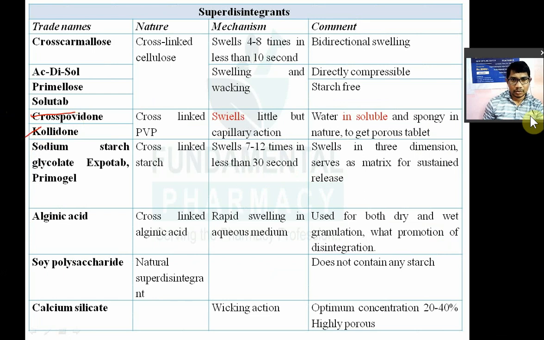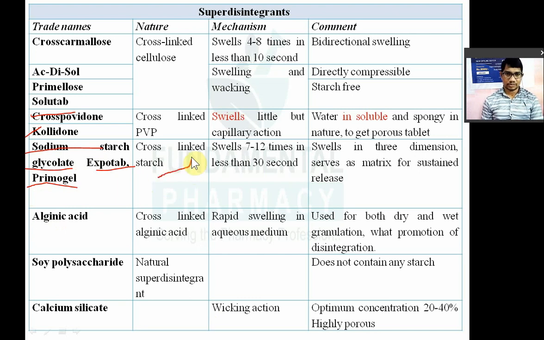सेम थिंग. नेक्स्ट होता है आपका सोडियम स्टार्च ग्लाइकोलेट. सोडियम स्टार्च ग्लाइकोलेट इसका ट्रेड नेम होता है एक्सप्लोटैब और प्राइमोजेल. प्राइमोजेल, एक्सप्लोटैब, दे आर नथिंग बट द सोडियम स्टार्च ग्लाइकोलेट. तो एक्सप्लोटैब किसने बोला? व्हाट इज द नेचर ऑफ एक्सप्लोटैब? सोडियम स्टार्च ग्लाइकोलेट. व्हाट इज द नेचर ऑफ प्राइमोजेल? सोडियम स्टार्च ग्लाइकोलेट. सो इन दिस, क्रॉस लिंक्ड स्टार्च आर द cross linked starch.